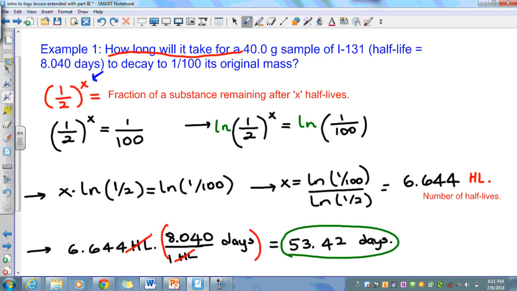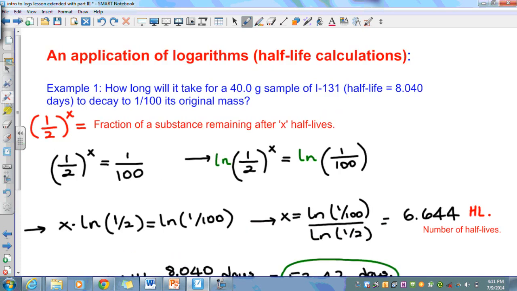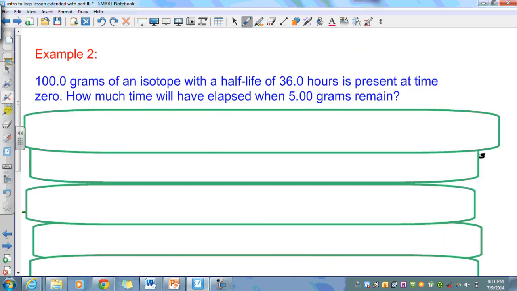Okay, another example using half-life is as follows. Suppose that 100 grams of an isotope with a half-life of 36 hours is present at time 0, or initially. How much time will have elapsed when 5 grams of that substance remains? So to go from 100 grams to 5 grams, how much time will have elapsed?